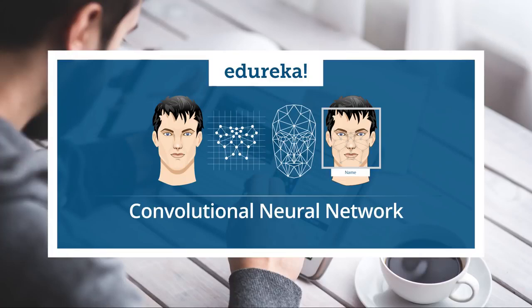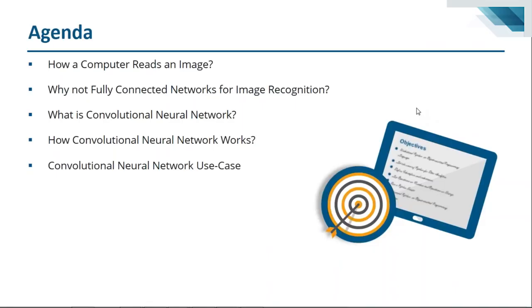So without any further ado, let us move forward and have a look at the agenda for today. We'll begin by understanding how a computer reads an image. Then we'll see why we can't use fully connected networks for image recognition. After that, we'll understand what exactly a convolutional neural network is and how it works. And finally, we'll be looking at a use case.